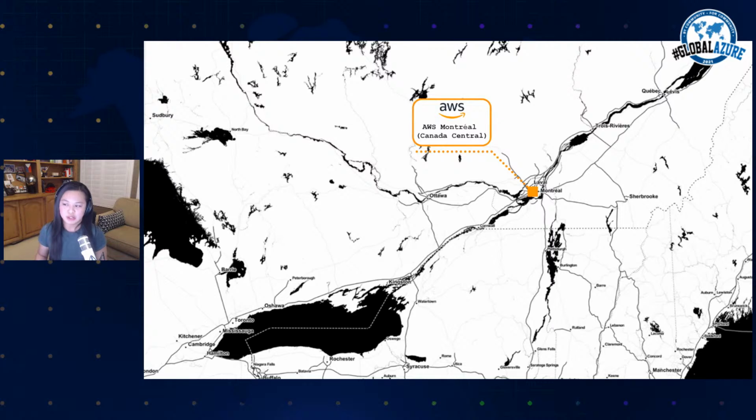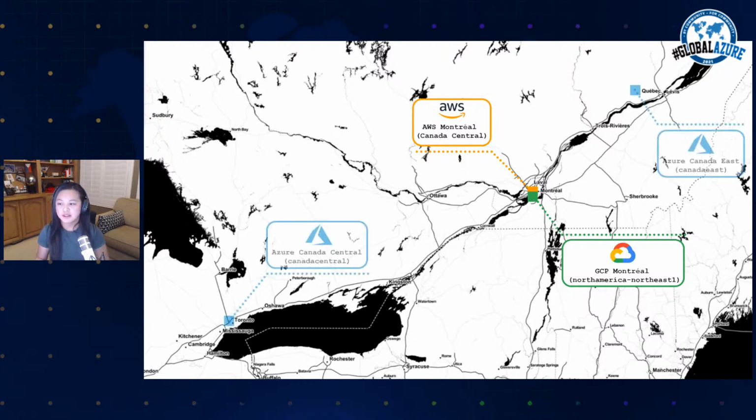So in this situation, the way this was solved was, first, they took advantage of the only other Montreal node that was available, and that happened to be GCP. GCP has a node in Montreal. But because it's not just the cloud, it's also the region that they were afraid of, they also added 2 additional nodes for extra fault tolerance. In this case, they took advantage of Azure's 2 other regions, one in Canada Central, which is in Toronto, and another in Quebec, which is the Azure Canada East region.